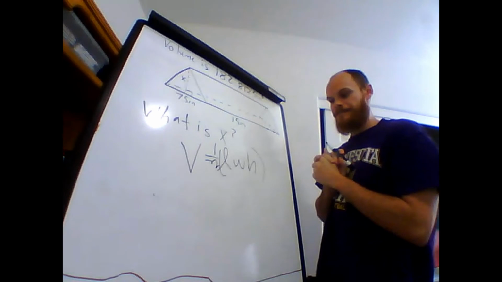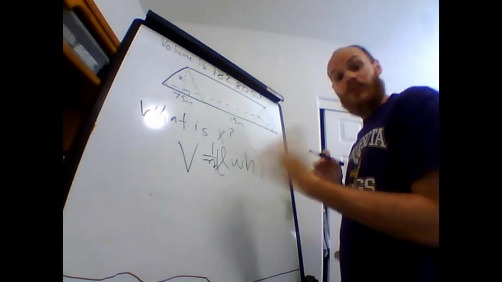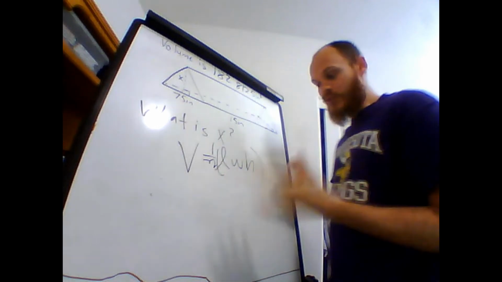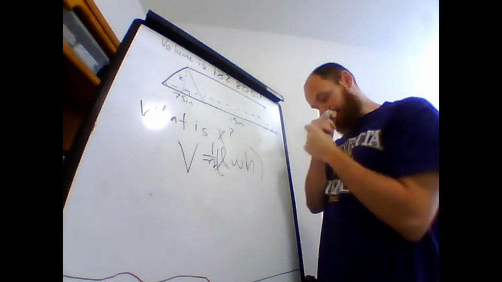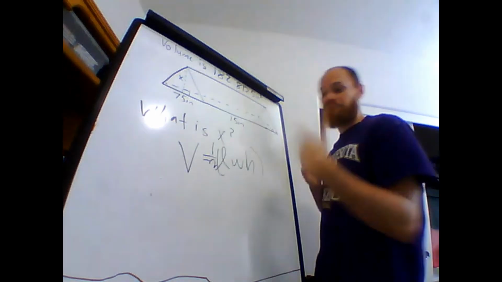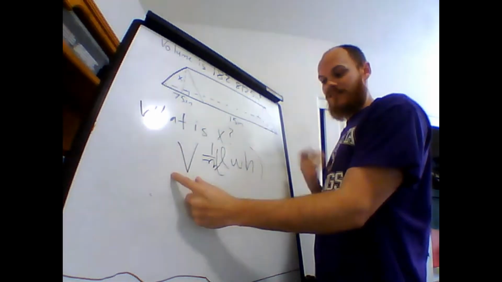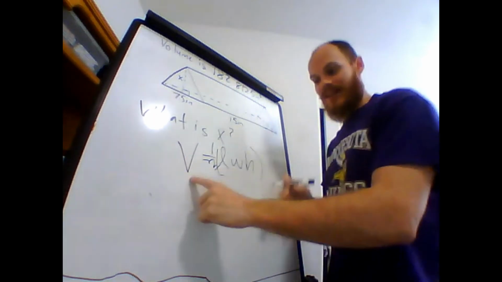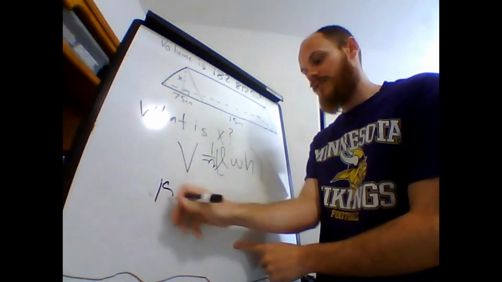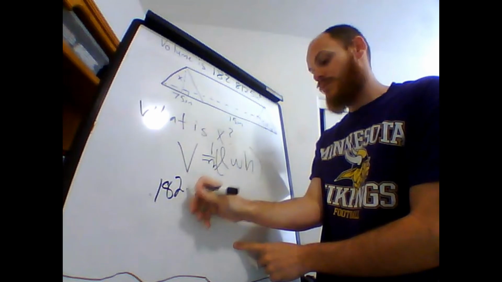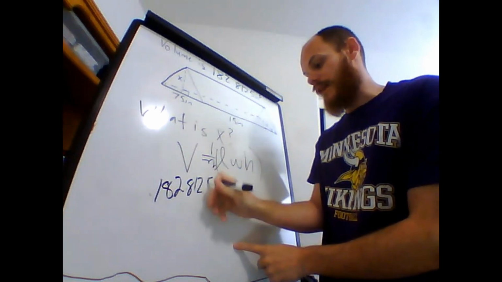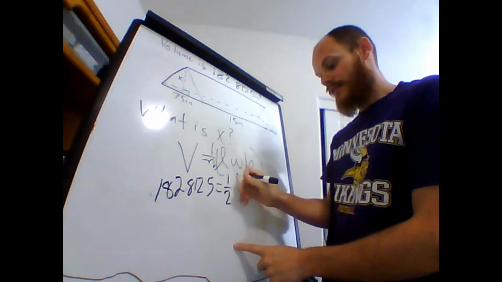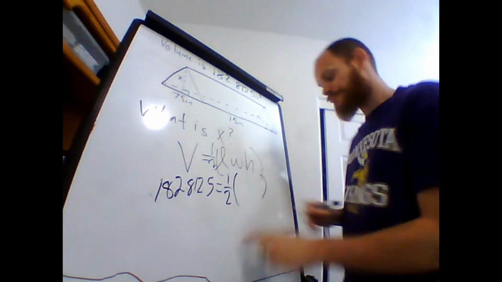Okay? So with that in mind, I take the information I do know and I plug it into the situation. So for example, do I know what V is? V being volume? I do. Since I know that V is volume, I can replace it with 182.8125. That is equal to 1/2. Let's do some parentheses here.